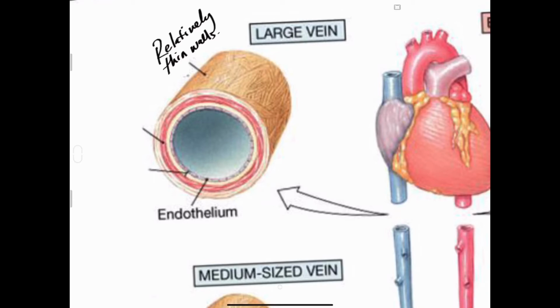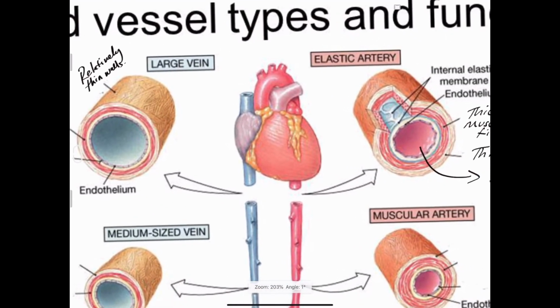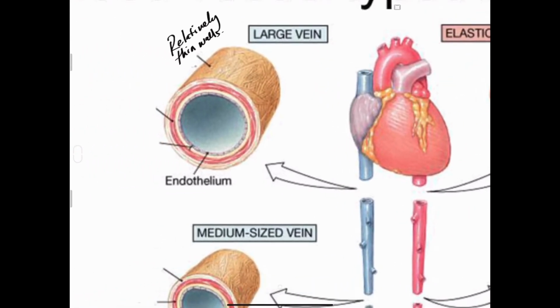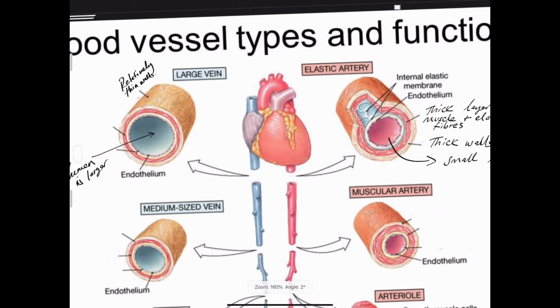Now, if you do a quick comparison of the artery with the vein in terms of lumen, you can see that the lumen is much larger. So we say that lumen is larger. In comparison to the artery, the lumen is larger in the vein.